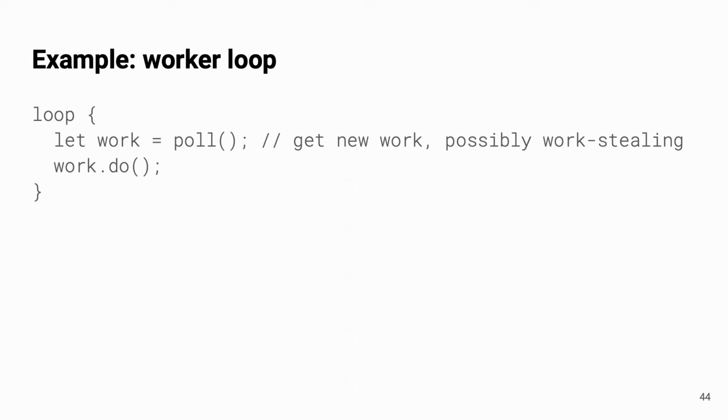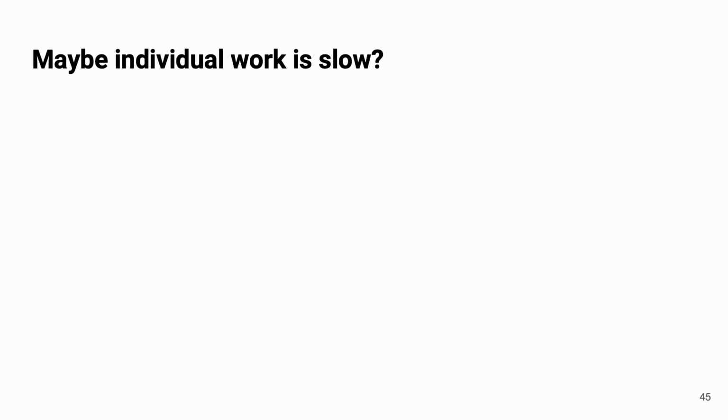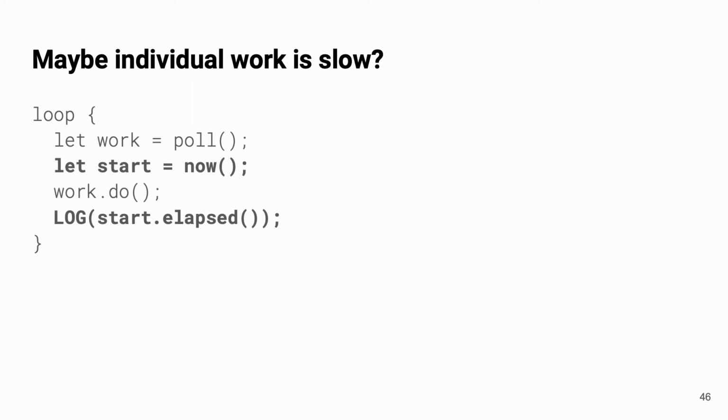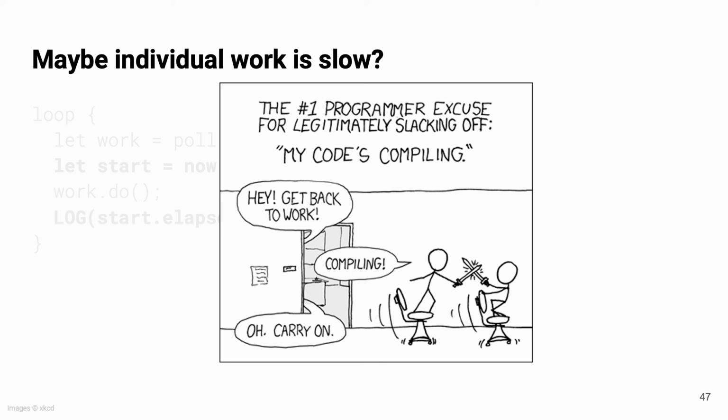Now suppose the GC is slow, what can we do? Well, maybe individual work takes too long to execute. How do we verify this hypothesis? Easy. We start the timer before we do the work, measure how long the work takes, and output the difference in a log statement. Of course, you now need to recompile the whole system. And if you have worked on any large-scale production system, the compilation isn't exactly fast, which gives the perfect excuse to slack off. And 1 hour later, your code finally finishes recompiling.